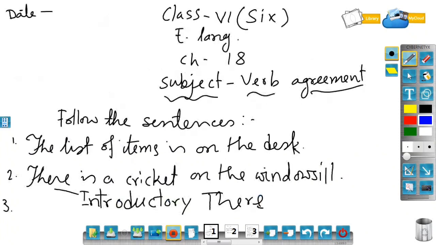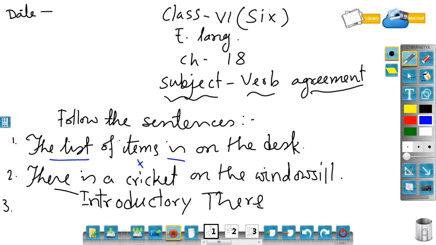In the sentence, the list of the items. Here the subject is the list. The list means one list, not the items. Items is plural. How many lists are there? There is only one list. So the verb must follow the singular subject. That is the is. Though you are often confused whether the verb will be is or are.